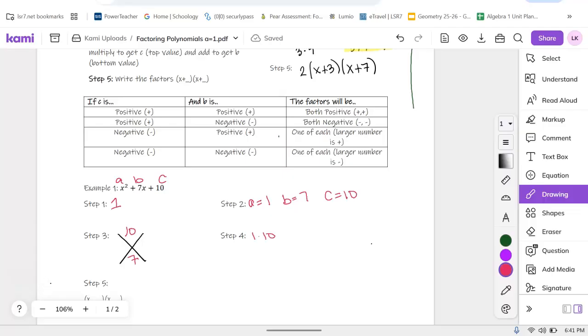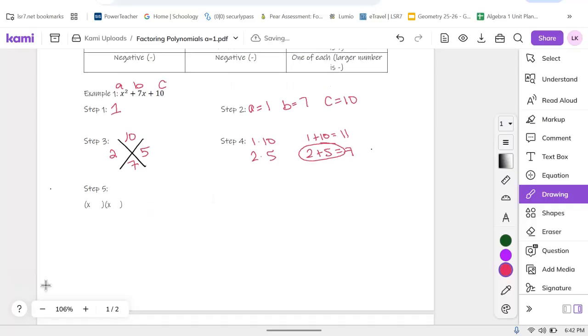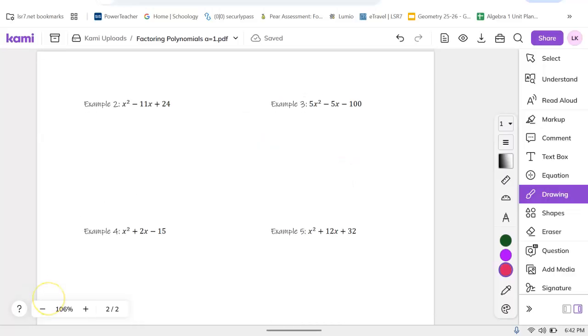So 1 times 10 gives me 10, 2 times 5 gives me 10. They're both going to be positive because both my b and c terms are positive. 1 plus 10 equals 11. 2 plus 5 equals 7. So my factors are going to be 2 and 5. So I have x plus 2, x plus 5. And that's your answer.